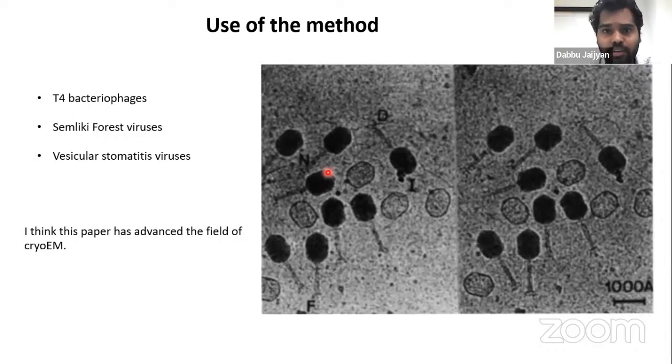Therefore, in the previous technology, the water molecule was dehydrated, removed from the cells. That's why we were not able to get a high resolution structure. But in cryo-EM, the water molecule is retained in the biological sample, which leads to the high resolution structure. So that's why I think this paper has advanced the field of cryo-EM as well as structural biology.